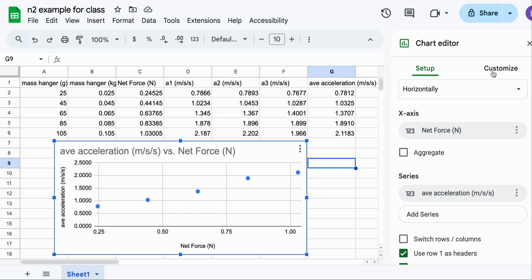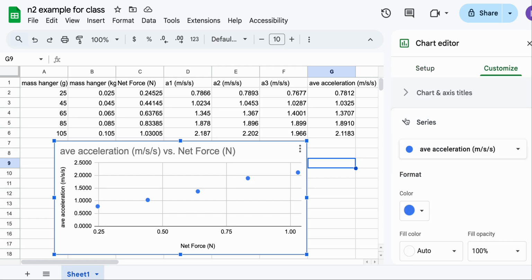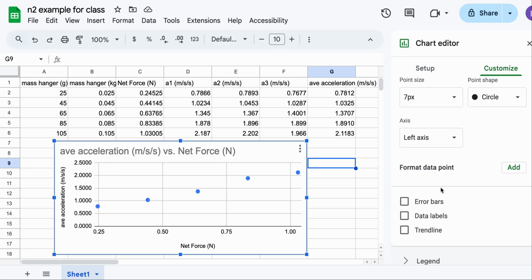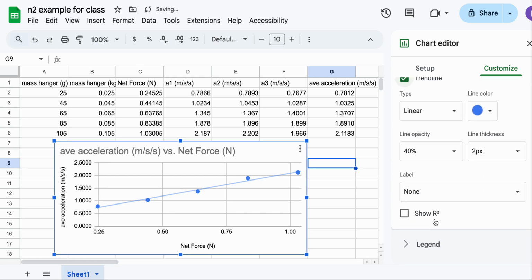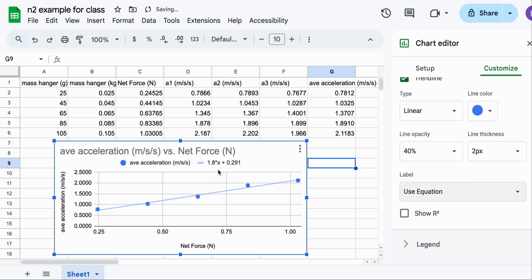Next up, we want to find the slope. To do that, you can go into Customize, click Series. You want to find something for a best fit line, looking at these possibilities down here. Click Trend Line and go down about 3 of these next lines. And under Label, you're going to open this toggle switch up and choose Use Equation, where then it'll give you the slope. The slope of my graph up here will not match yours because this is made up data here.